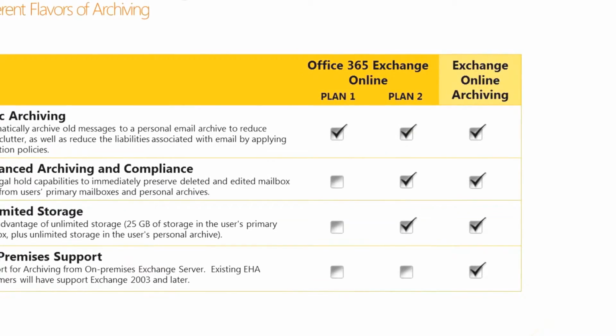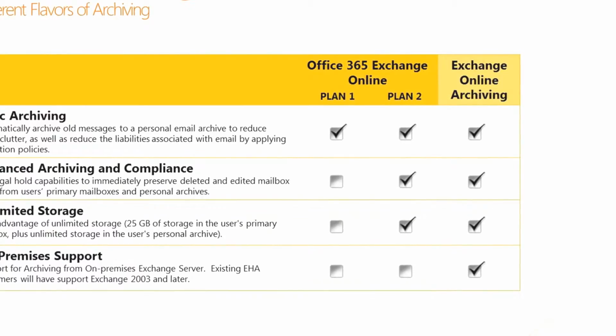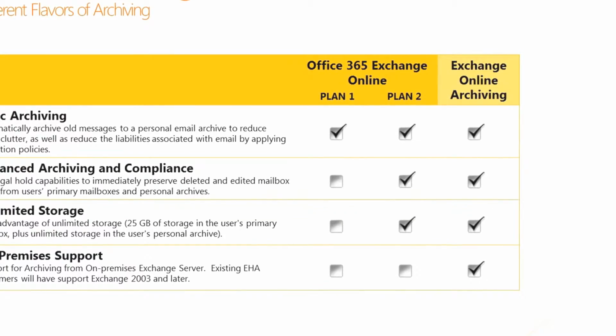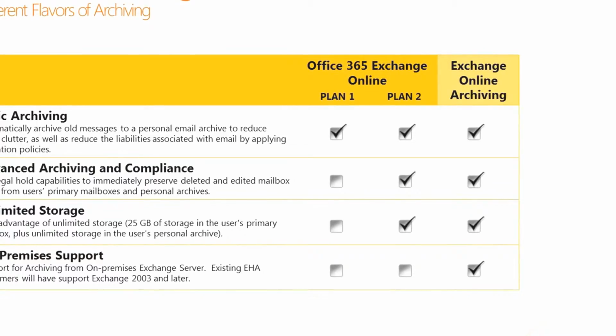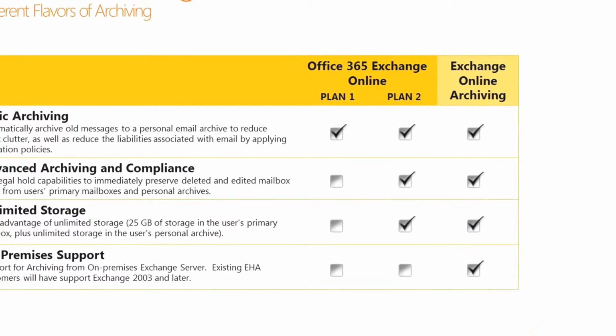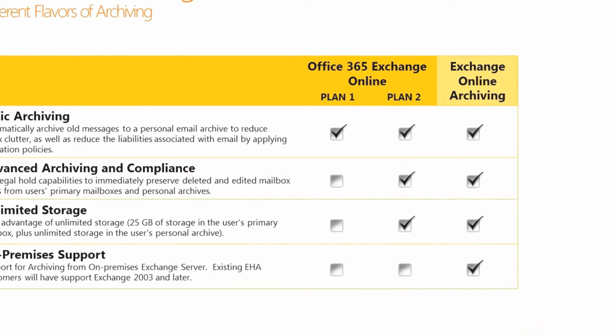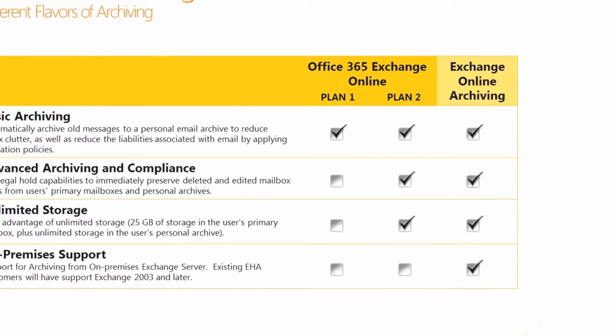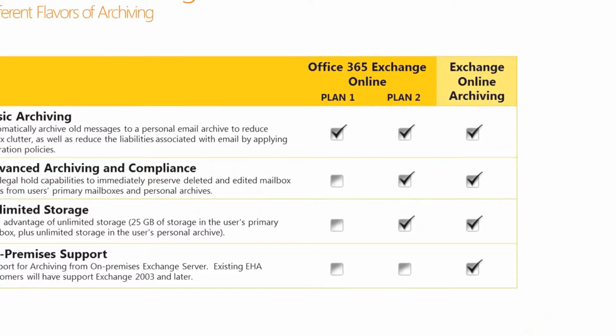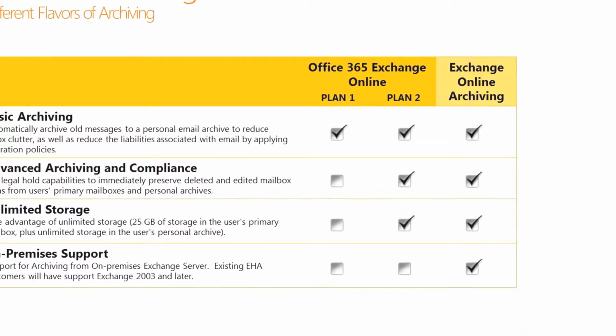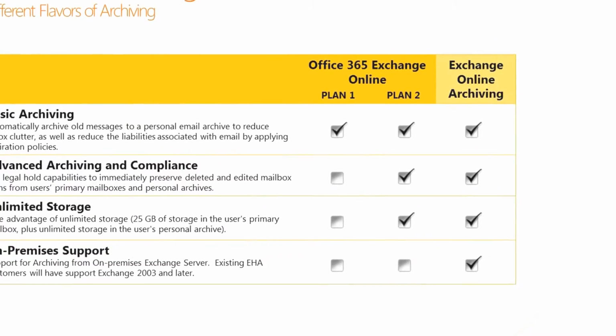There are 3 different flavors of archiving with Office 365. The first is Exchange Online Plan 1. This includes basic archiving for customers that want to store old messages to a personal email archive to reduce email clutter. Exchange Online Plan 2, as well as Exchange Online Archiving, have richer functionality around advanced archiving and compliance, as well as unlimited storage to provide more than 25 gigs of storage for your end users. Exchange Online Archiving additionally has on-premises support to support organizations that want to have an on-premises based primary mailbox with a cloud-based email archive.